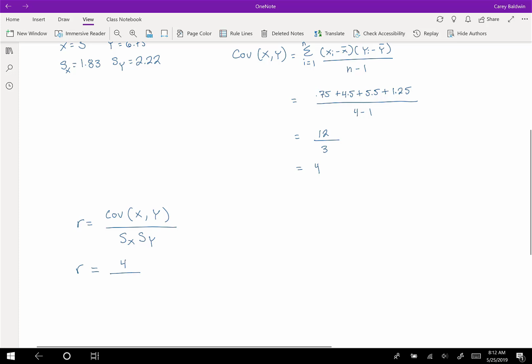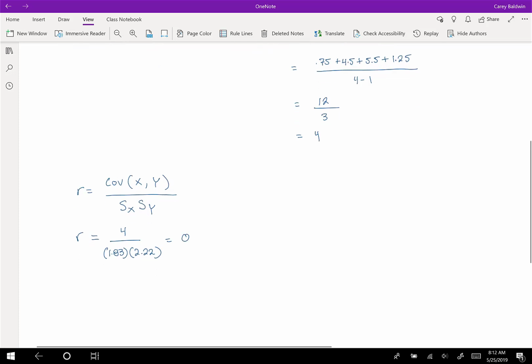All right. So to calculate our correlation, we're going to take the value of the covariance that we've calculated already, and divide by 1.83 times 2.22. Okay, and that gives me 0.98.